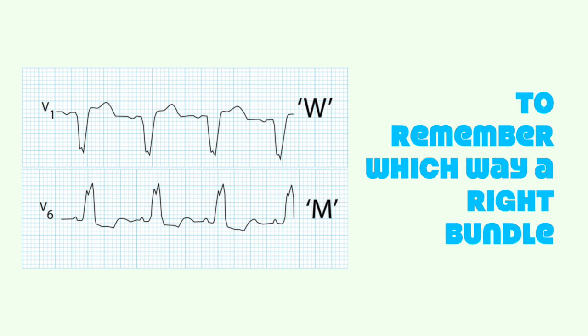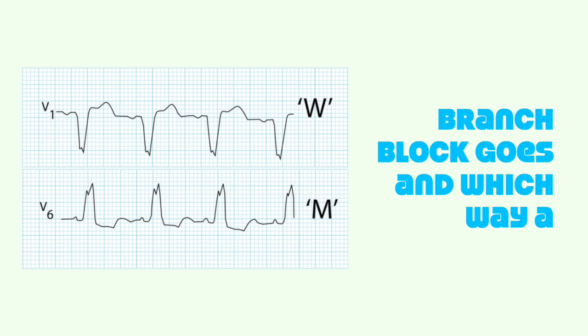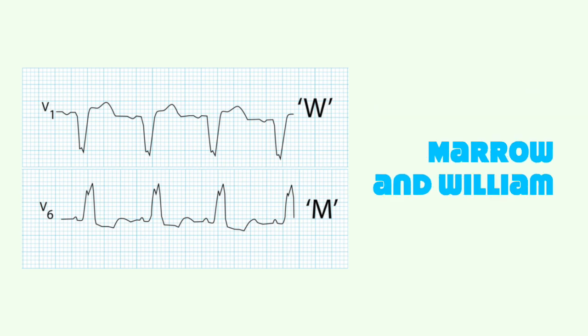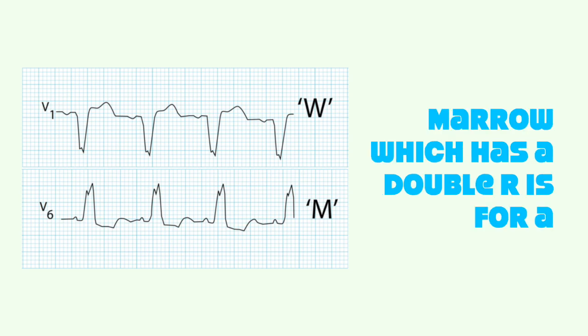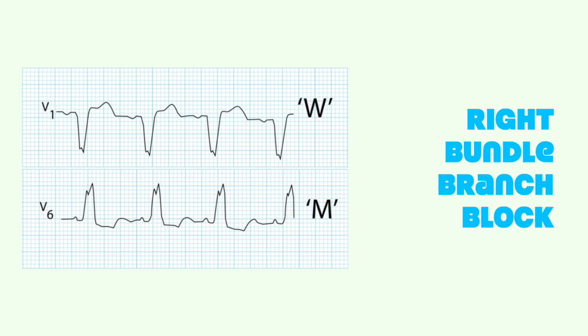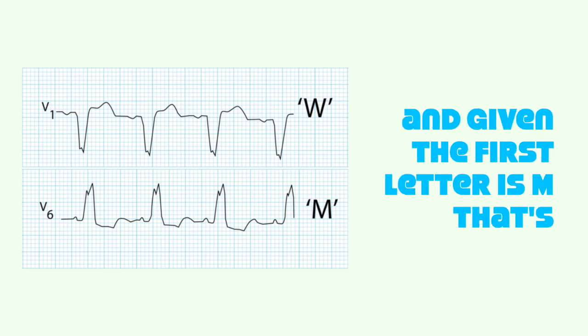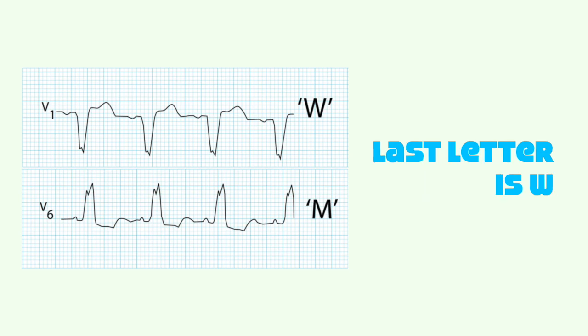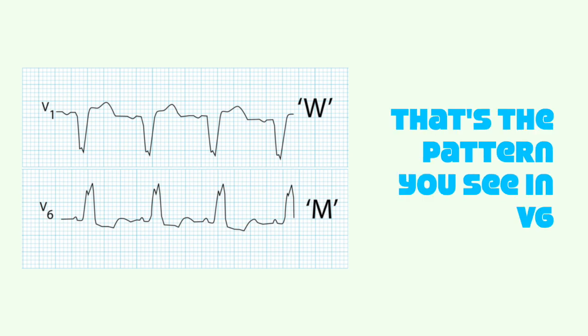To remember which way a right bundle branch block goes and which way a left bundle branch block goes, you need to remember Marrow and William. Marrow, which has a double R, is for a right bundle branch block, and given the first letter is M, that's the pattern you see in V1. The last letter being W, that's the pattern you see in V6.